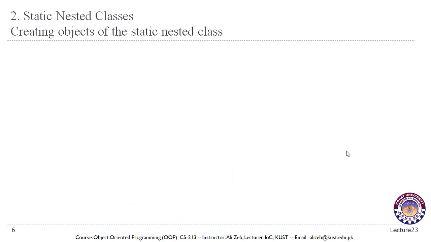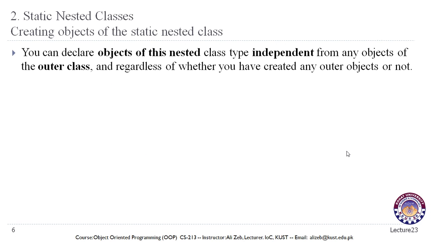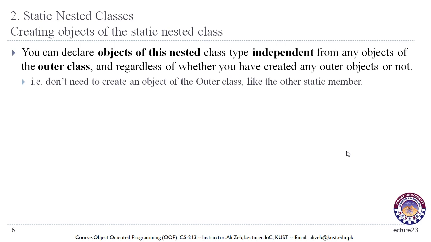Creating objects of the static nested class. You can declare objects of this nested class type independent from any objects of the outer class, and regardless of whether you have created any outer objects or not. So we do not need to create objects of the outer class to be able to create the objects of this static nested class. We don't need to create an object of the outer class, like the other static member.